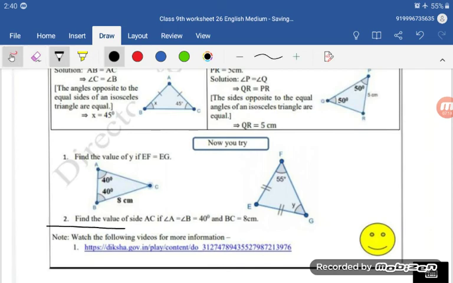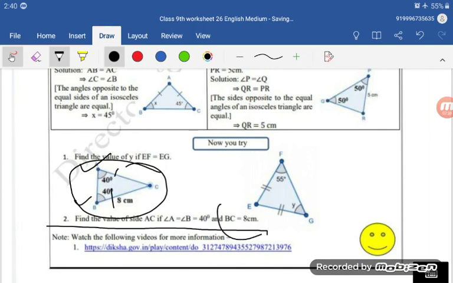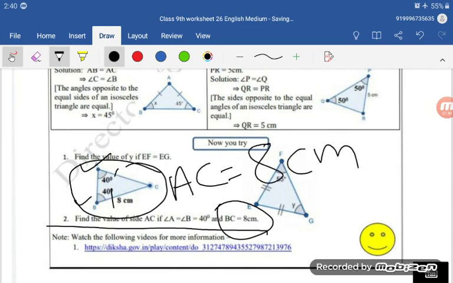Find the value of side AC if angle A is equal to angle B is equal to 40 degrees and BC is equal to 8 centimeters. So look at this triangle. Angle A is equal to angle B. So two angles are equal, so the sides opposite to these two angles must be equal. So AC must be equal to BC. Since BC is equal to 8 centimeters, AC is also equal to 8 centimeters.